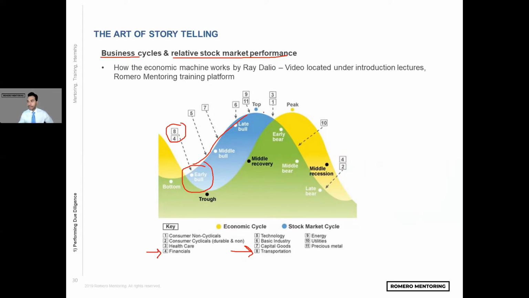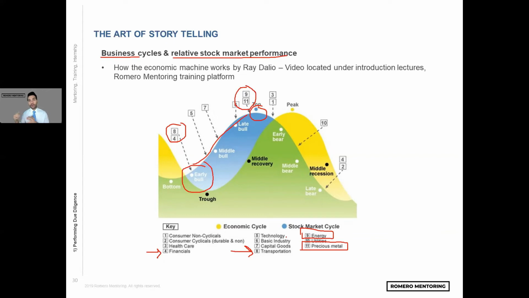At the late stages of an economic cycle, right here at the top, you have 9 and 11, which is energy and precious metals. They begin to outperform. But if these stocks begin to outperform in the late stages of an economic cycle, you better believe that we are probably at the top and we're going to be heading into a recession. Now, there's a lot of reasons why this market cycle within the economy actually works and why these industries are cyclical. It's just the nature of the beast. So, for example, why would energy and precious metals peak at the top of an economic cycle?